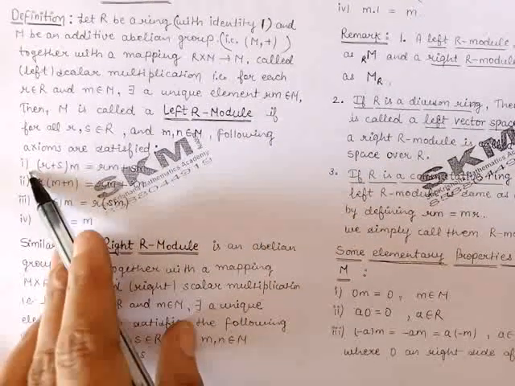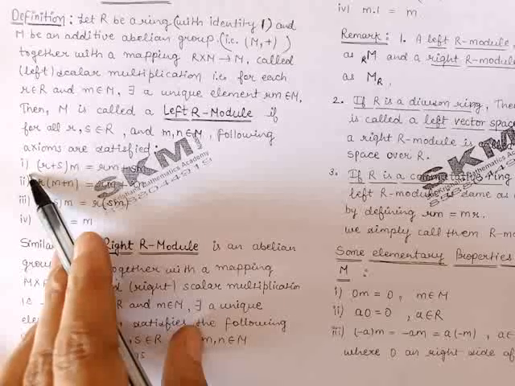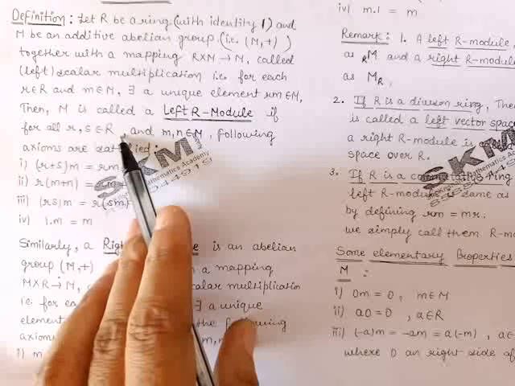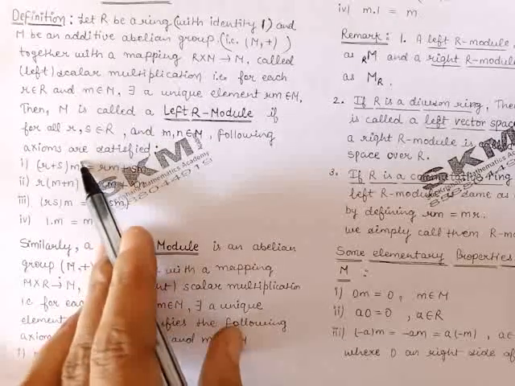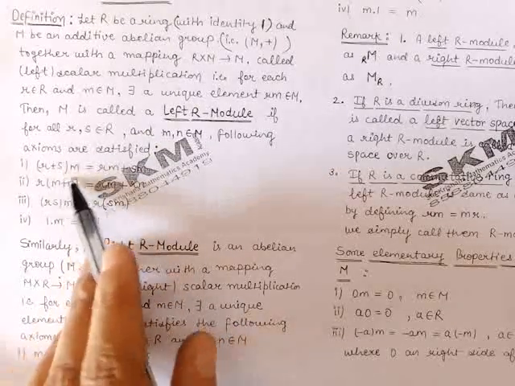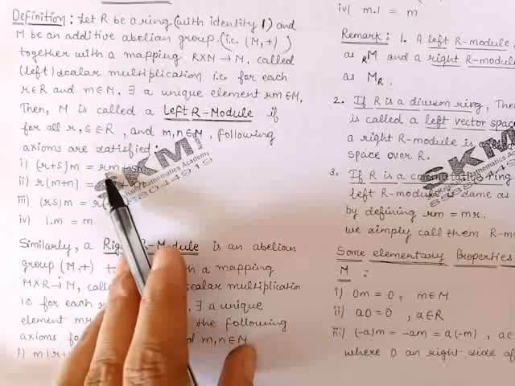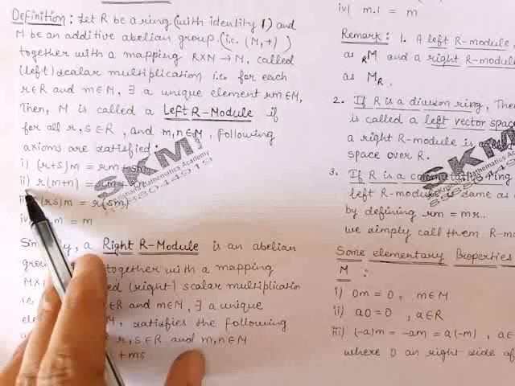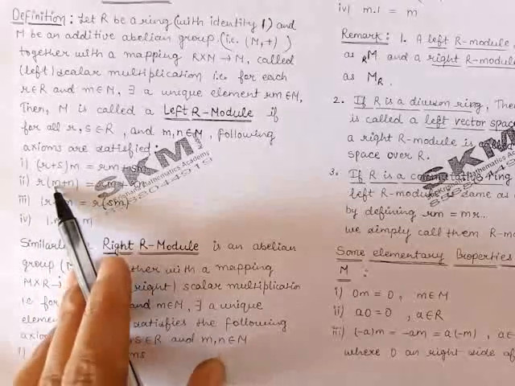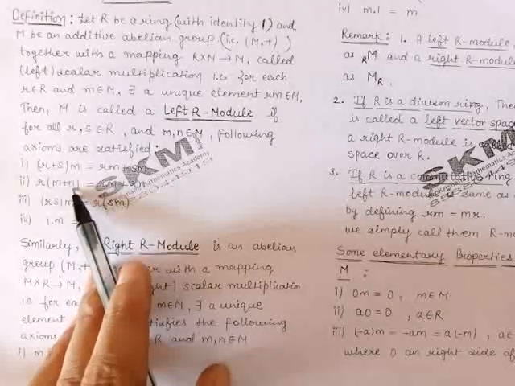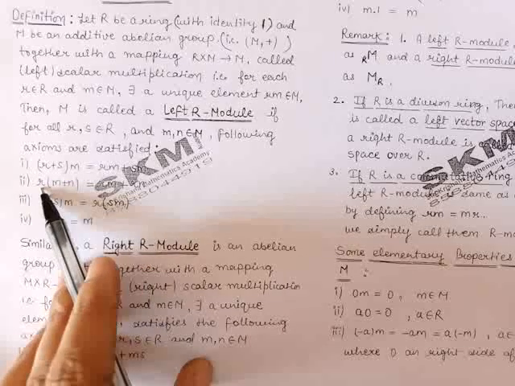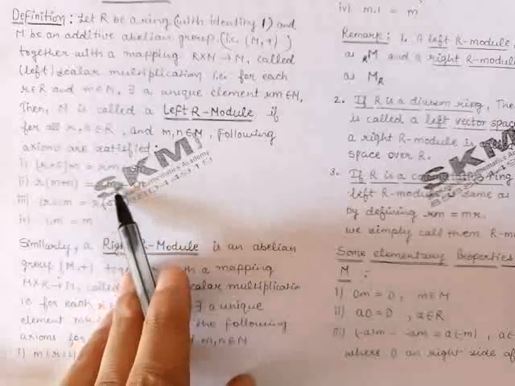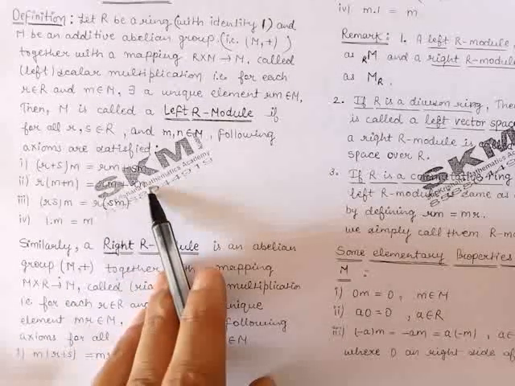In the first condition, for scalars r and s belonging to the ring R and m belonging to M, (r plus s) times m is equal to rm plus sm. The second condition is for elements m and n belonging to M and r belonging to the ring R: r times (m plus n) is equal to rm plus rn.